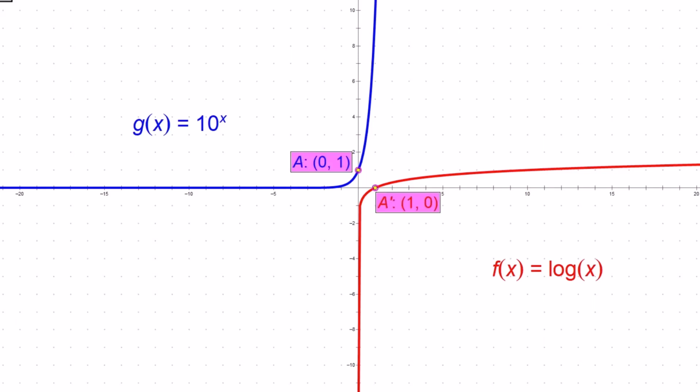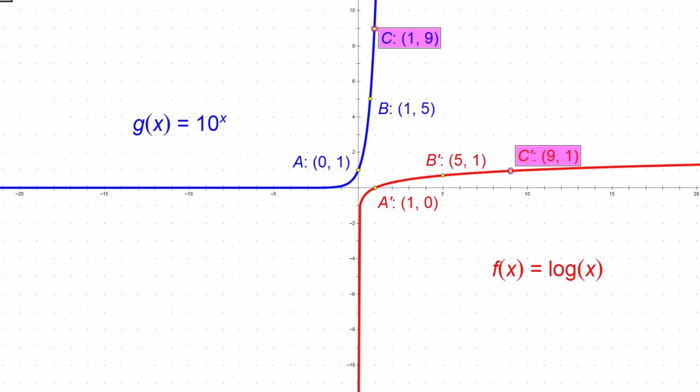If I plot point A on the first graph, I get (0, 1). On the second graph, A prime would be (1, 0). They just switch places. Another point, just to make sure it's not a fluke, B being (1, 5). On the other graph, B prime is (5, 1). And one more, just to make sure I'm making the point while I'm making points. C, (1, 9). C prime is (9, 1). These functions are inverses of each other.